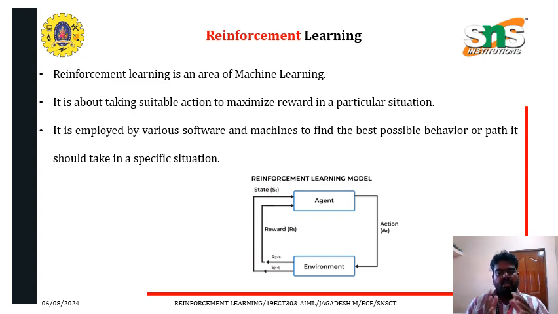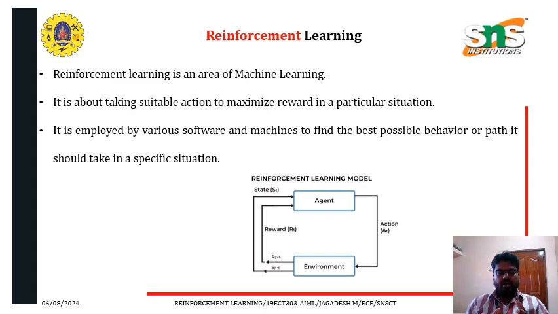Let us see how reinforcement learning differs from supervised and unsupervised learning. The first point: reinforcement learning is an area of machine learning. It is about taking suitable actions to maximize reward in a particular situation. It is employed by various software and machines to find the best possible behavior or path they should take in a specific situation.